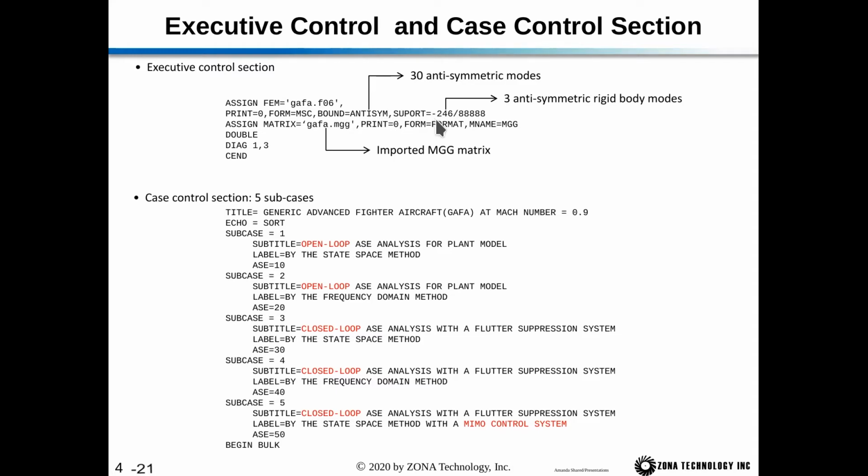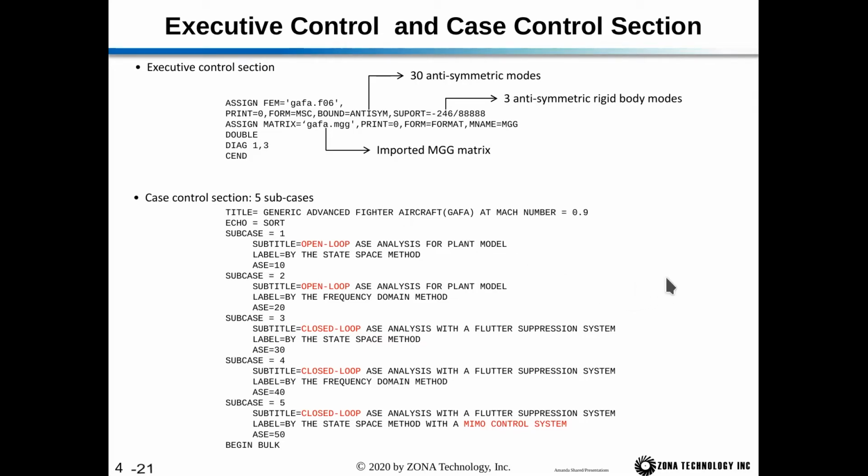Support is -246/88888. So we have 3 anti-symmetric rigid body modes. The minus sign triggers ZAERO to clean up the rigid body modes, and then the /888888 tells ZAERO which grid point to use as the reference point for the rigid body modes. Additionally, we're importing the MGG matrix using the assign matrix executive control command.